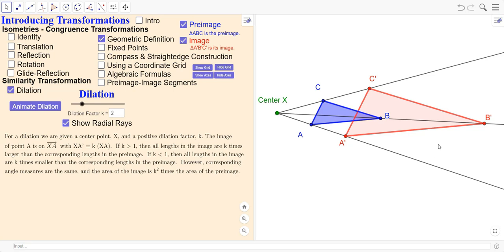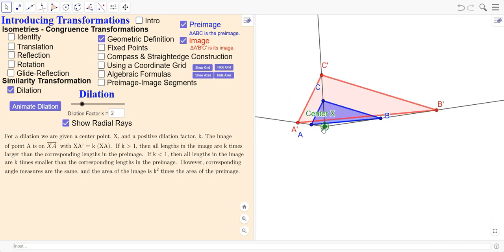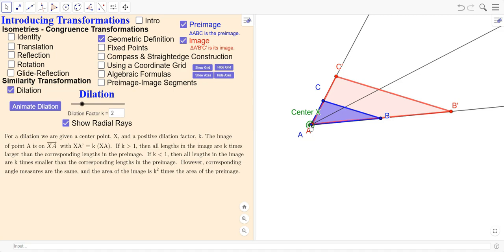Angles, however, don't get distorted. They are the same. So the angle A here, CAB, is exactly the same size as the angle C prime A prime B prime. They have the same measure. They're congruent angles. Same way for angle C and angle B. C and C prime are congruent. Angle B and B prime are congruent. Areas, however, get multiplied by K squared. So this area here is 4 times the area of this one here. You can kind of see that if I put it at the corner.